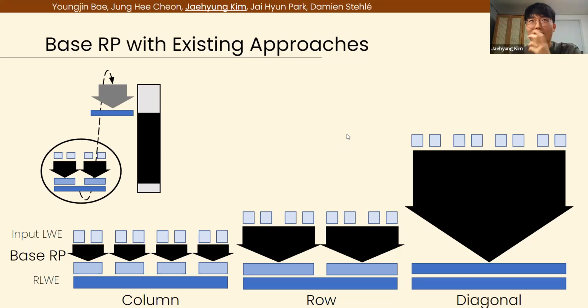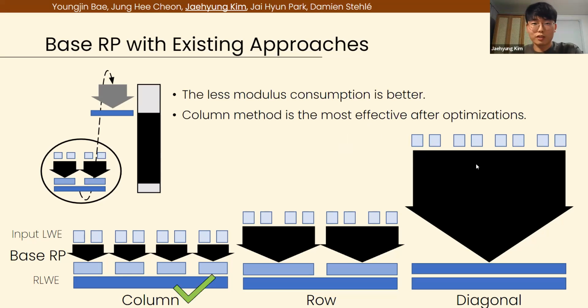So in terms of computation costs, it is roughly proportional to the number of levels consumed. And in terms of key size, it is roughly quadratic in the number of levels consumed. So less modulus consumption is better. And in this regard, the column method is the most effective after all the optimizations. So in the rest of the talk, I will be focusing more on the column method than the other 2 methods.